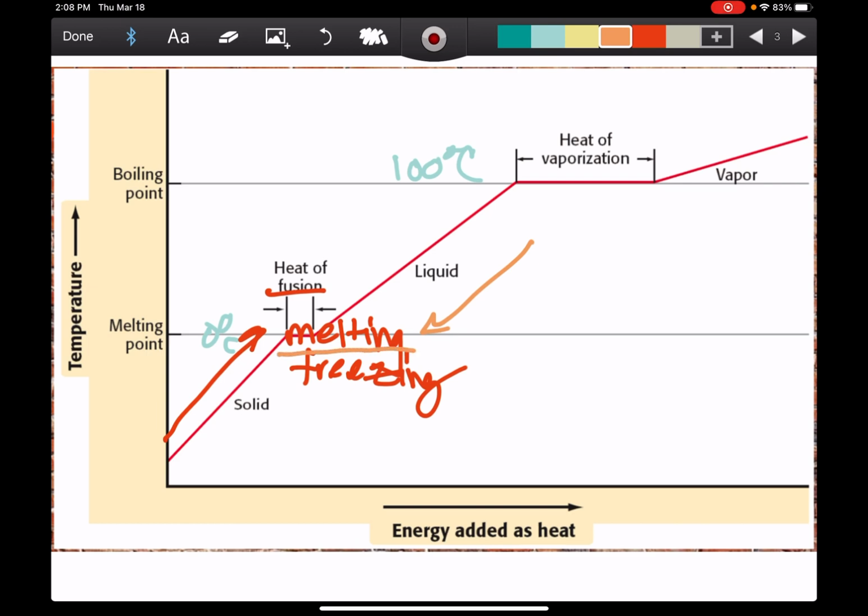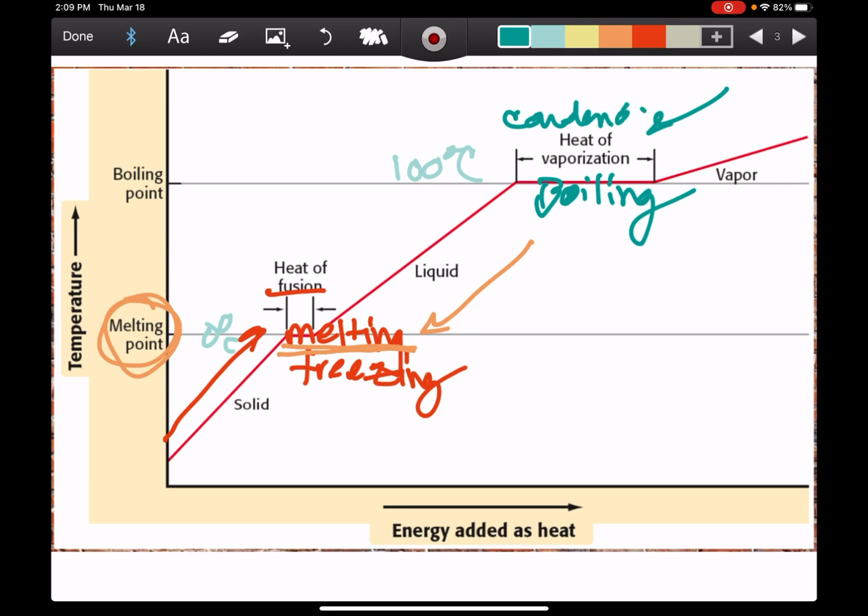Melting and freezing are two different processes that happen at the same exact temperature. And that temperature is called the melting point. And it happens to be, for water, 0 degrees. So if you're warming it up, it'll melt at 0. And if you're cooling it down, it'll freeze at 0. Now, vaporization is another word for boiling. It means changing it to a gas. So if you're heating it up, it will boil. But if you're cooling it down, that would be called condensation.